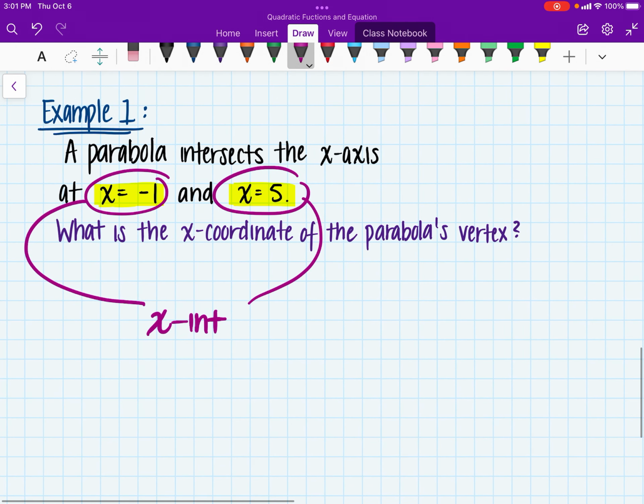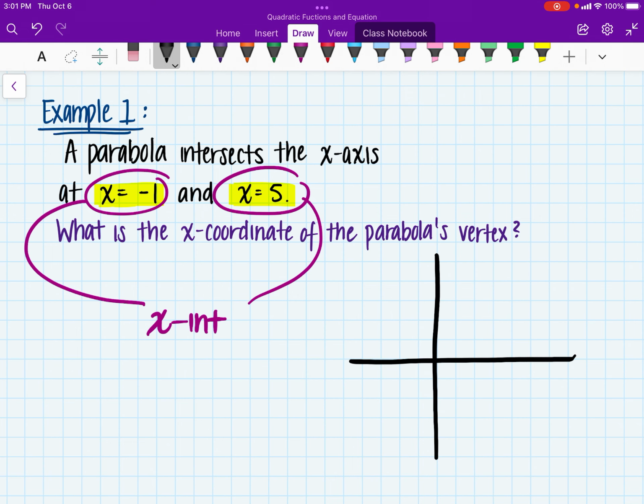If I were to graph this, and it doesn't have to be pretty, we'll go ahead and graph it here. We have the x-axis and we have the y-axis. We have 1, 2, 3, 4, 5, and -1. So we actually have those points here. The names of those points are (5, 0) and (-1, 0).